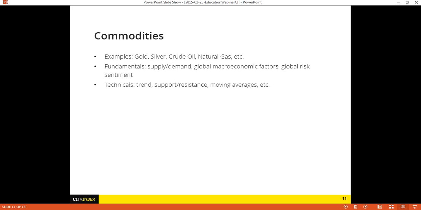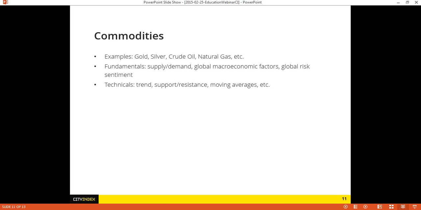In terms of technicals, same thing. Okay, however, in terms of the technicals, for me, they're not as useful in the commodities as they may be in the currencies and the indices and the individual shares. Okay, so in terms of commodities, not as useful, but still useful.